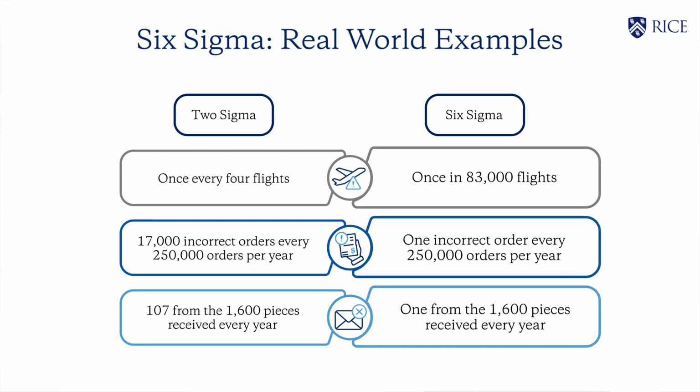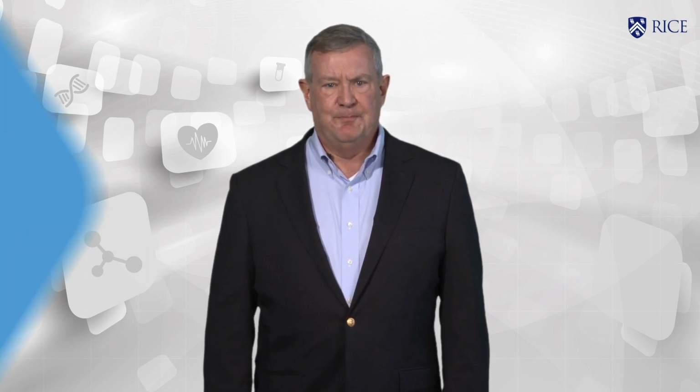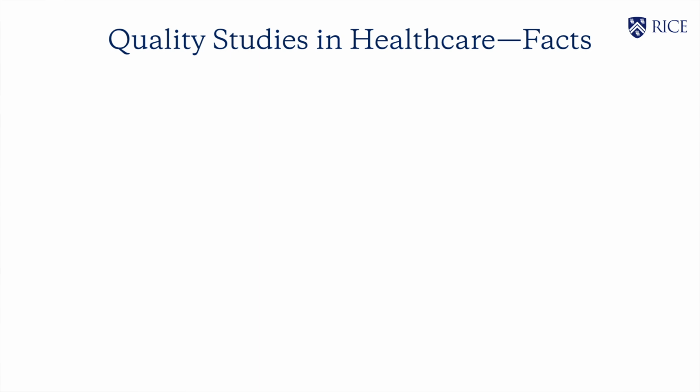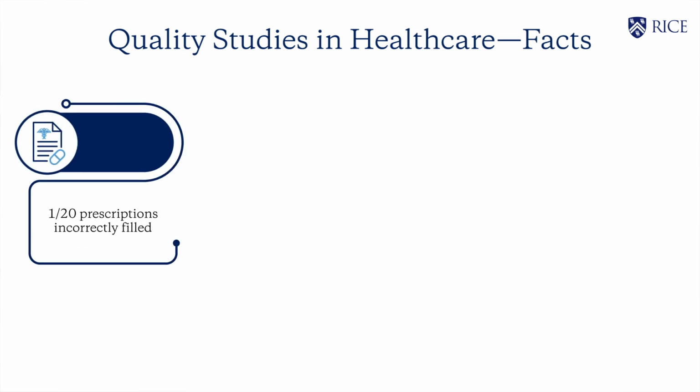The best manufacturing companies strive for 6 sigma results. In healthcare, we usually end up only with 2 or 3 sigma results. We typically make mistakes somewhere between 7 and 30% of the time. This suggests there's much room for improvement. If you look at quality studies in healthcare, 1 in 20 prescriptions is filled incorrectly. This is about a 2 sigma result.